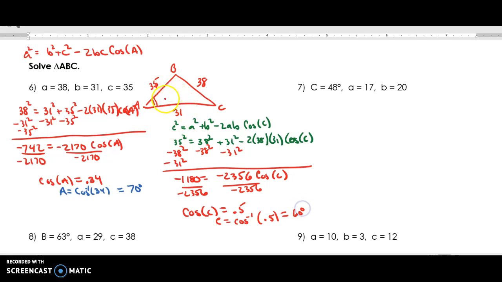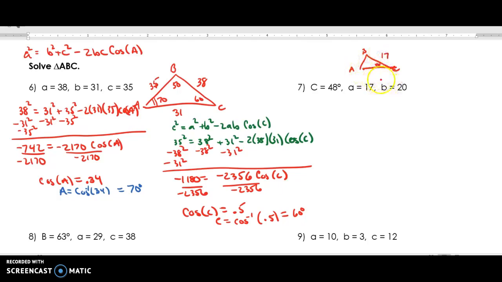Now, once I know angle A is 70 degrees and I know angle C is 60 degrees, what do all three angles in a triangle have to add up to? 180, so that's going to be 50 degrees. Okay, number 7, if I draw this triangle out, I have A, I have B, I have C. C is 48 degrees, right?